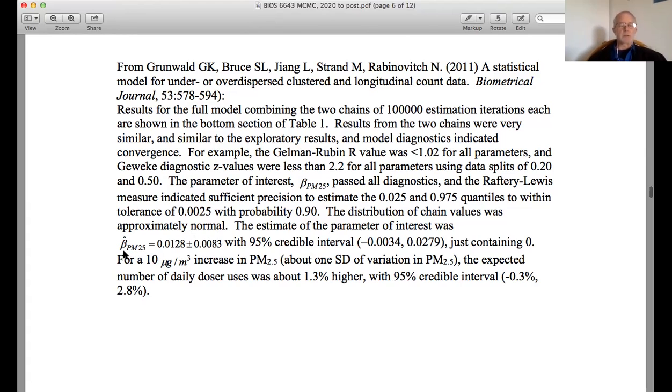Since these are samples of the beta hats, these kind of correspond to the standard errors, but you can use the 95% rule on this. So this number here is assuming the normal approximation. In other words, assuming these are normally distributed. Not the data, but the samples.